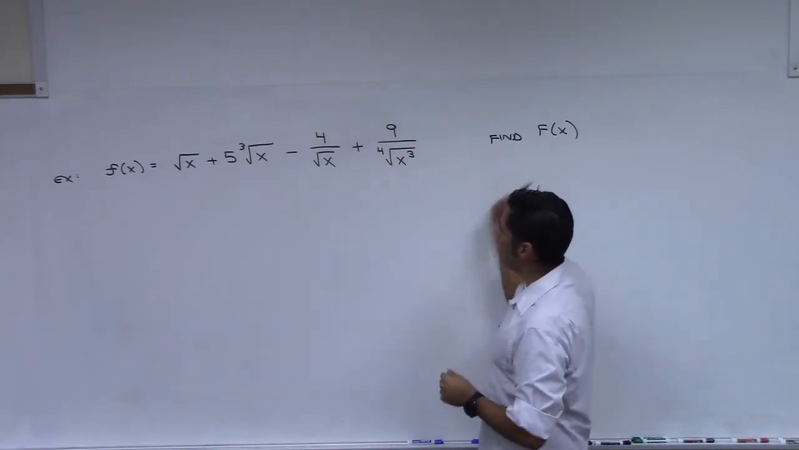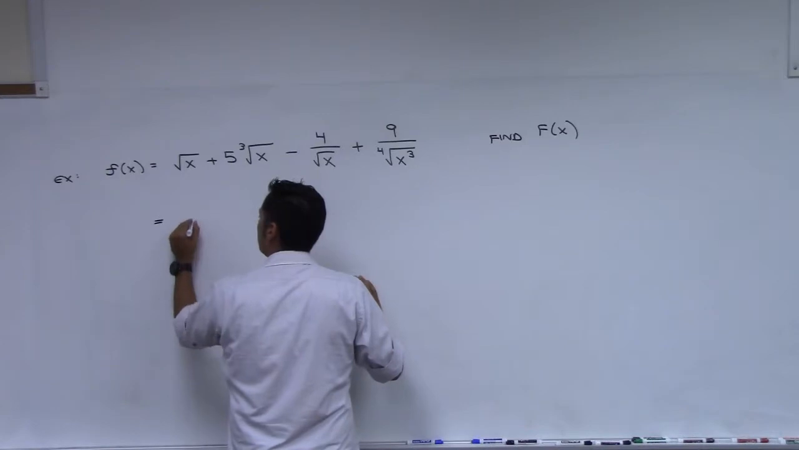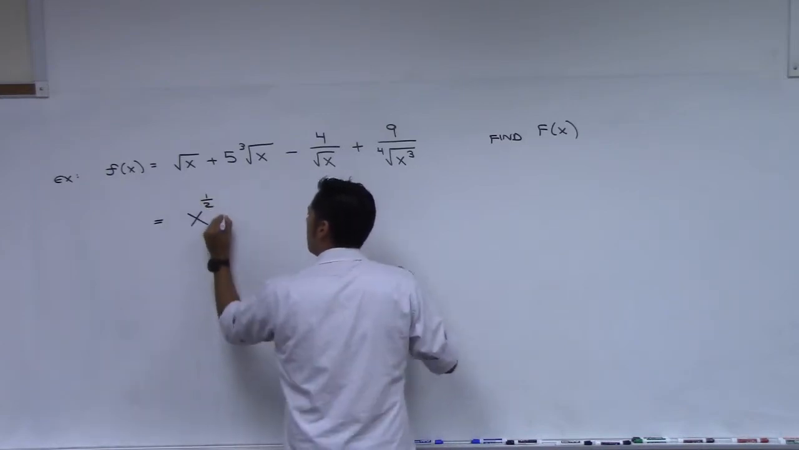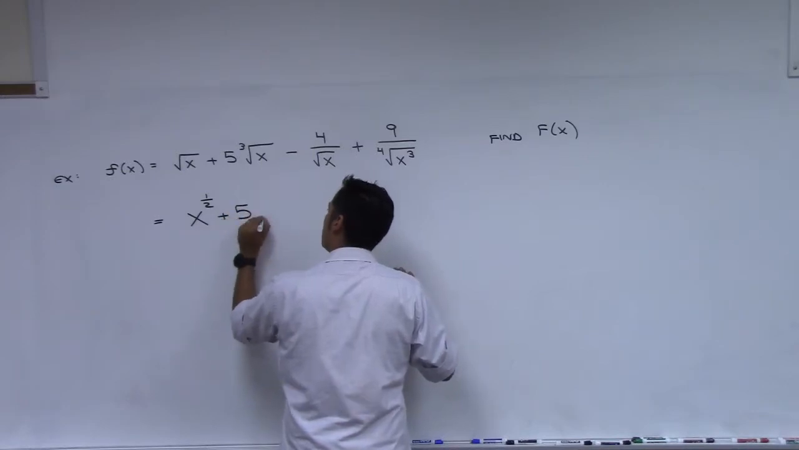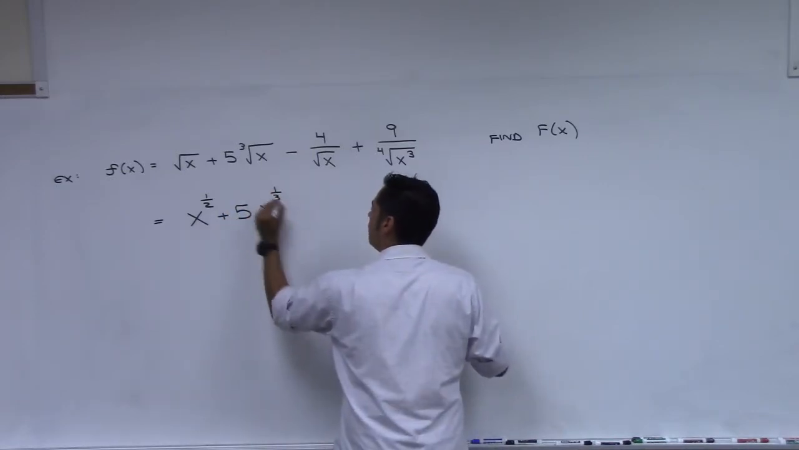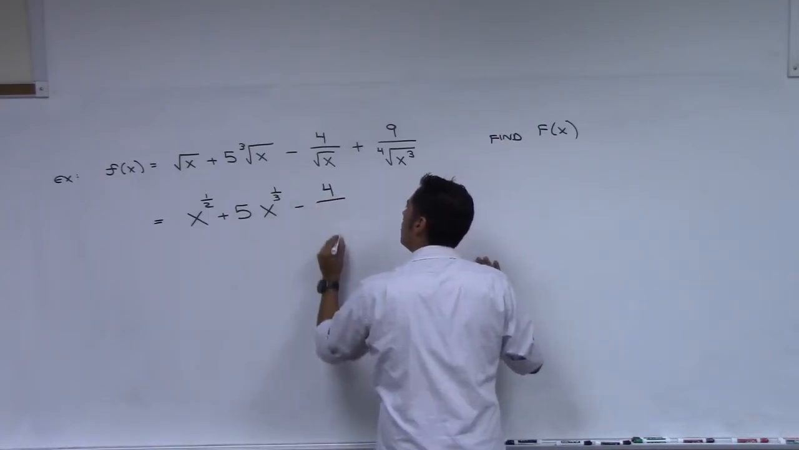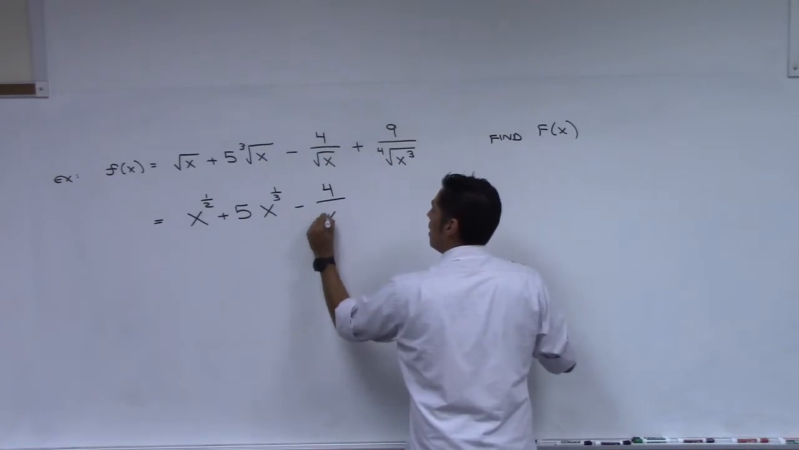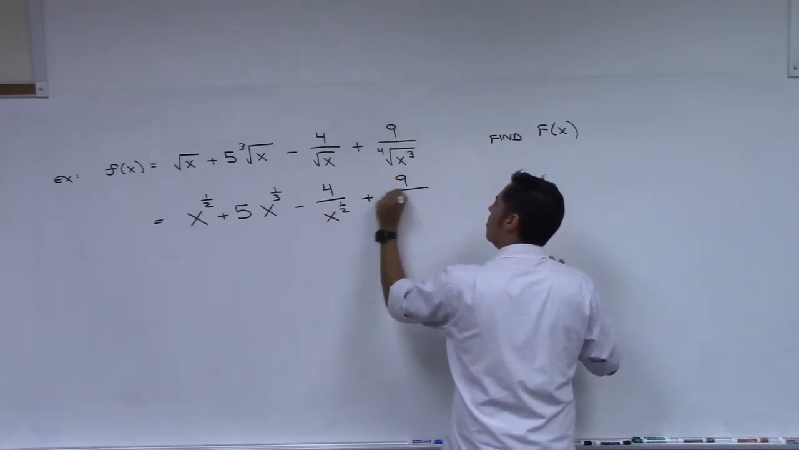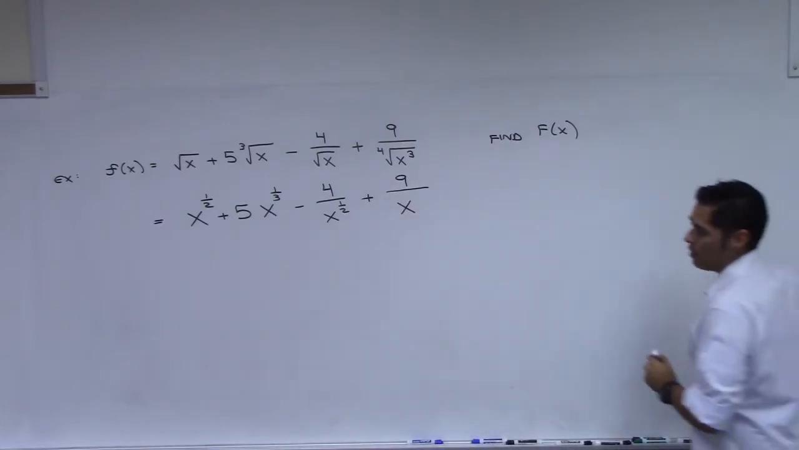So I'm not going to find the antiderivative yet. I'm just going to rewrite the function. So square root of x is the same as x to the 1/2, plus 5, and then cube root of x is x to the 1/3, minus 4 over square root of x is x to the 1/2, and then plus 9 over, what's that? x to what power? 3/4.